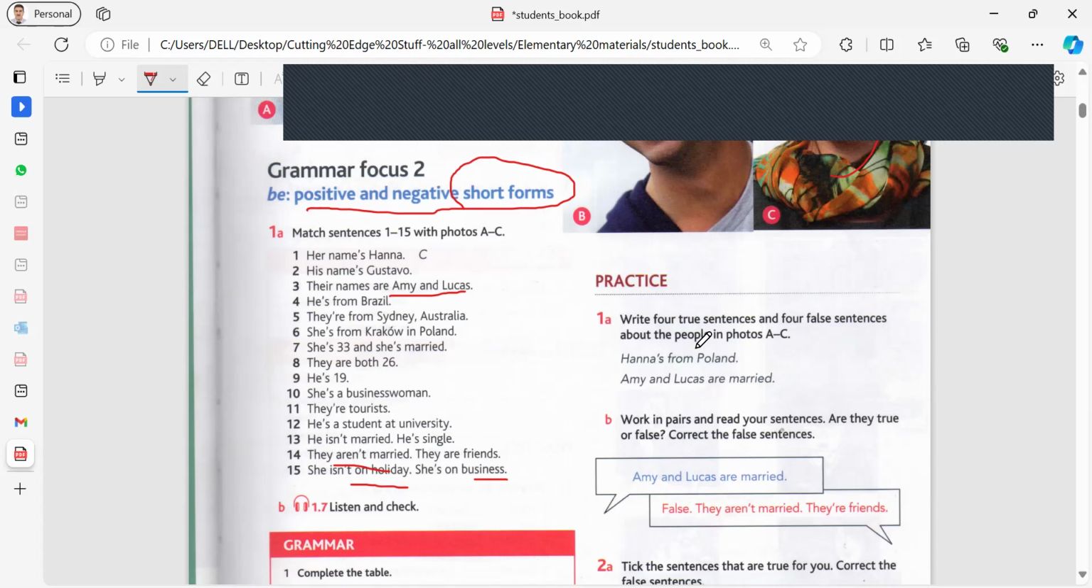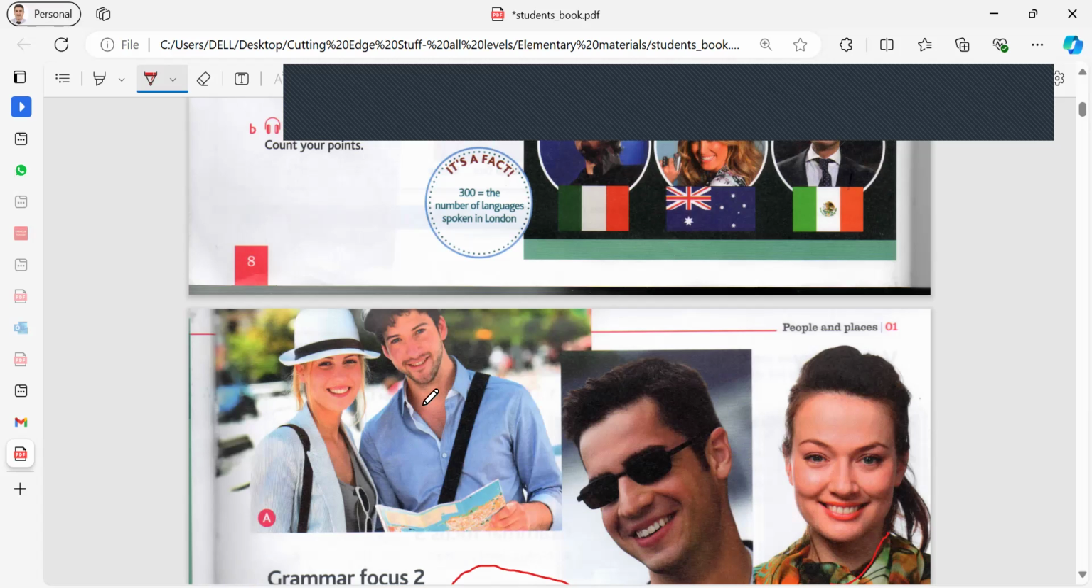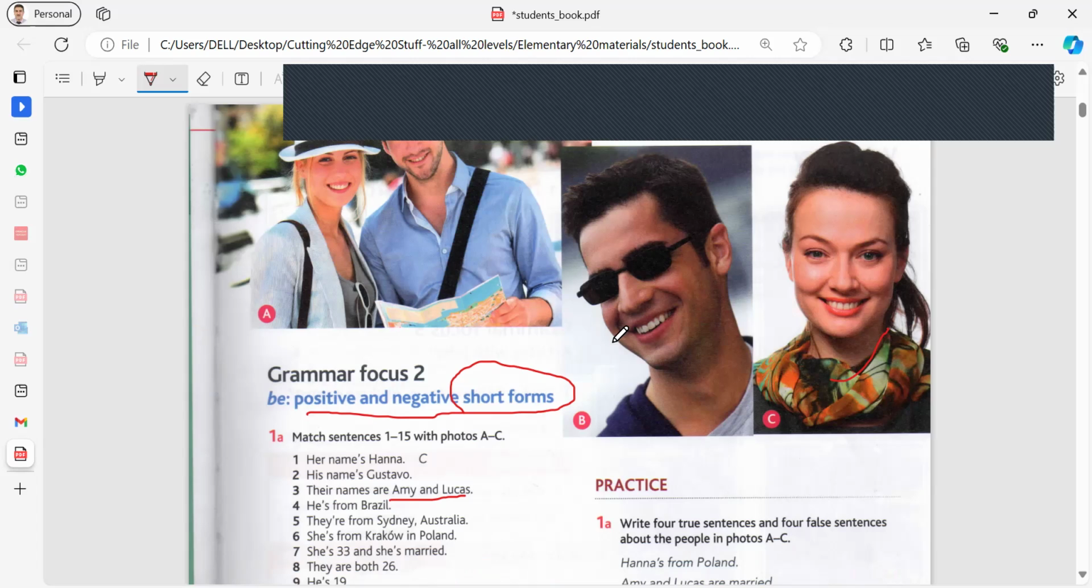A. Hi, my name's Lucas Kenny, and this is my friend Amy. We're 26, and we're from Sydney in Australia. We aren't married, we're friends, and we're on holiday in Europe. B. Hello, my name's Gustavo Fonseca. I'm 19 years old, and I'm from Sao Paulo in Brazil. I'm a student, a law student, at university in Sao Paulo, and I'm not married. C. Hello, my name's Hanna Slotnik, and I'm from Krakow in Poland. Today I'm in New York, but I'm not here on holiday. I'm here on business. I'm 33 and I'm married with 2 children.